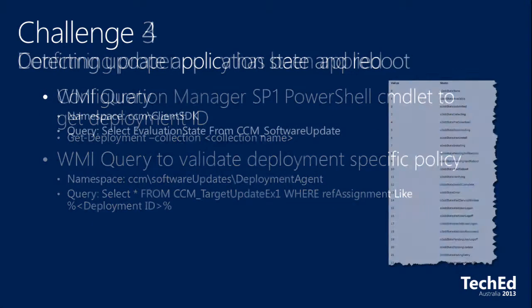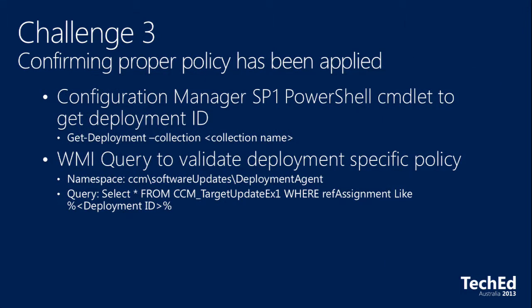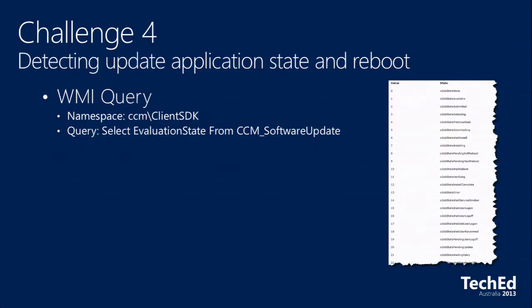Third and fourth, I think I'm just going to dig into those in the demo. But basically, the answer is that the System Center Configuration Manager 2012 client has some additional WMI namespaces that really gave me all the information I needed to find about the installation of the updates. You know, has the policy arrived? What's the state of the updates? In fact, right here, the namespace is CCM Client SDK, and here's the class, CCM Software Updates.